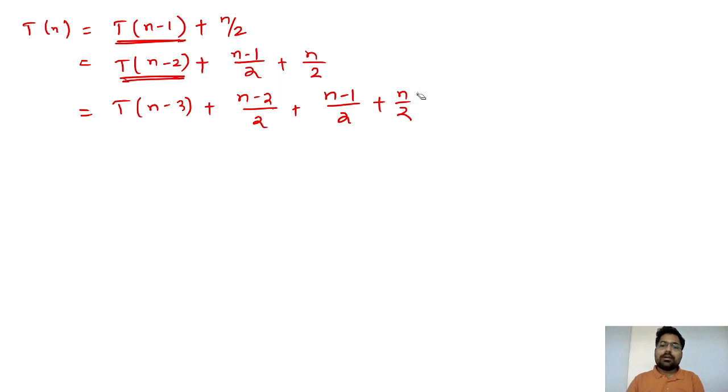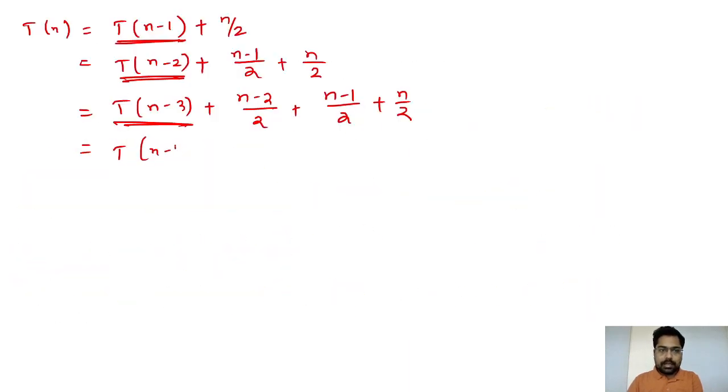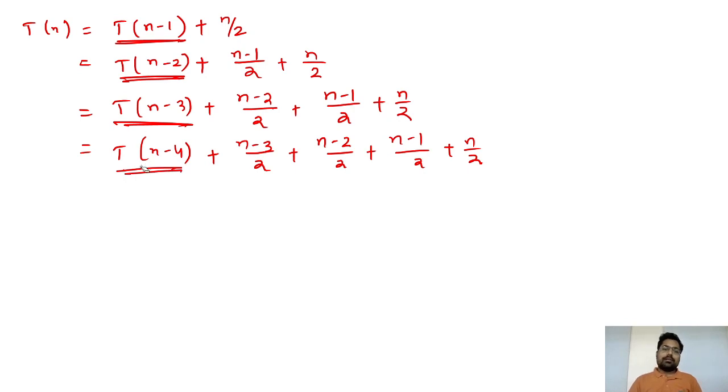n minus 1, like 1 0, you can go for it, not an issue. Next is the value of t of n minus 3, which is t of n minus 4 plus n minus 3 by 2 plus n minus 2 by 2 plus n minus 1 by 2 plus n by 2. Clear? Next, though you found it, let us go for running k times.